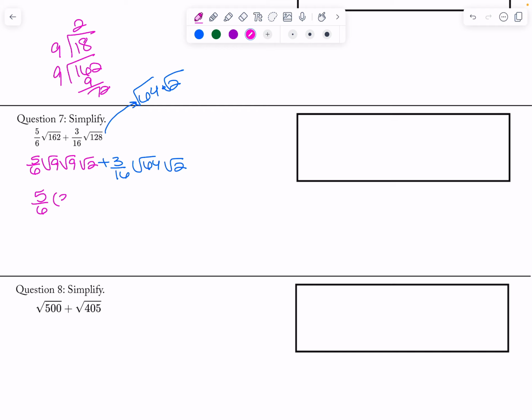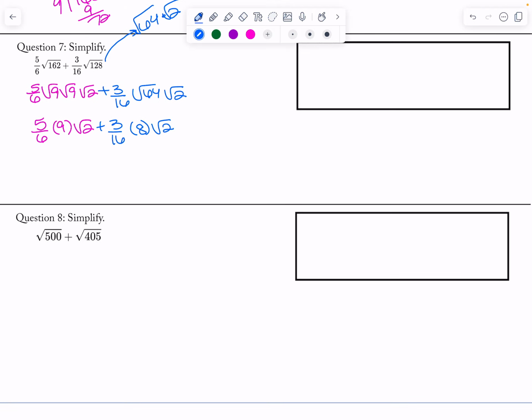So 5/6 times 9 root 2, and then 3/16 times 8, and then root 2. So this reduces to 2 and 3. So this is 15/2 root 2. And then this reduces to 2. So this is plus 3/2 root 2. So I get 18/2 root 2, which is 9 root 2.